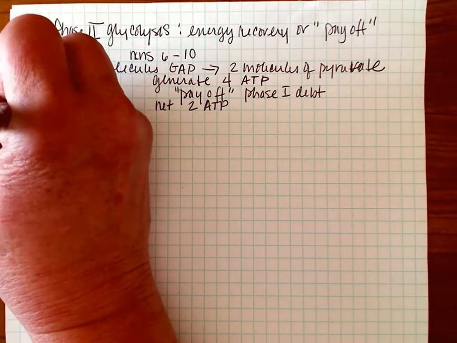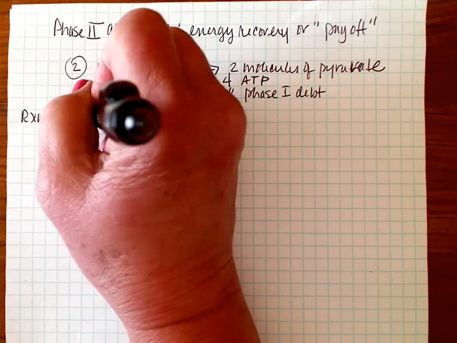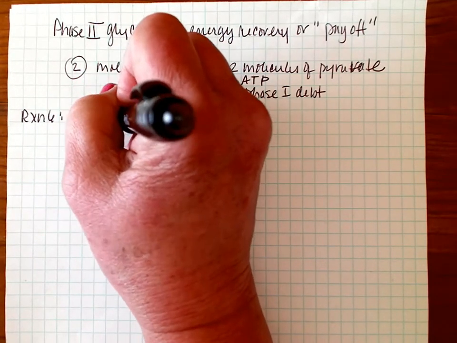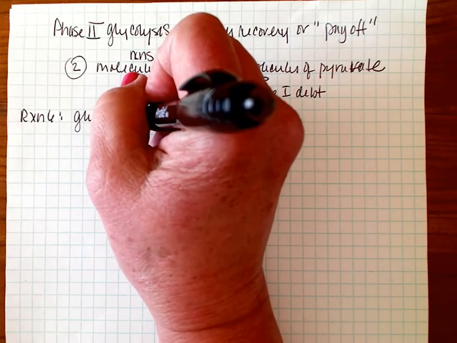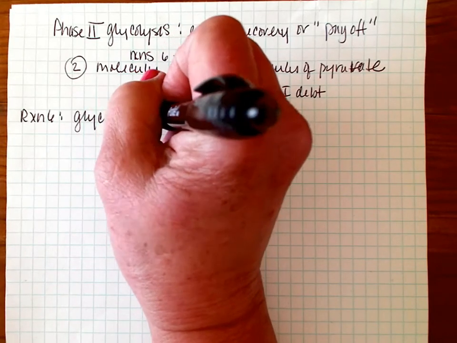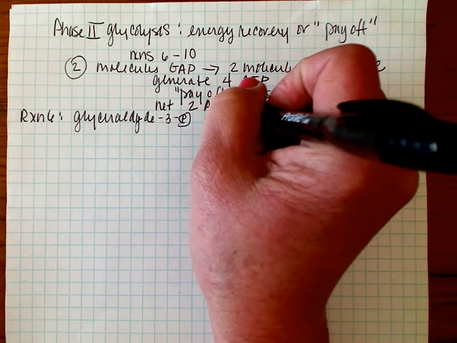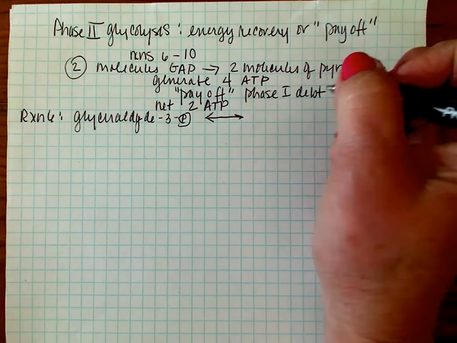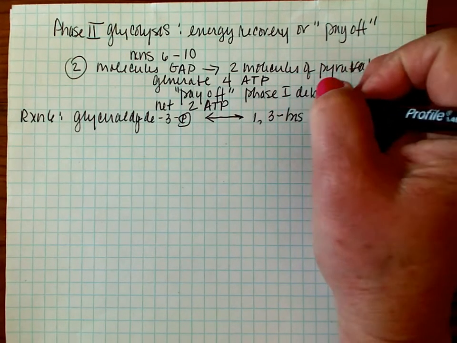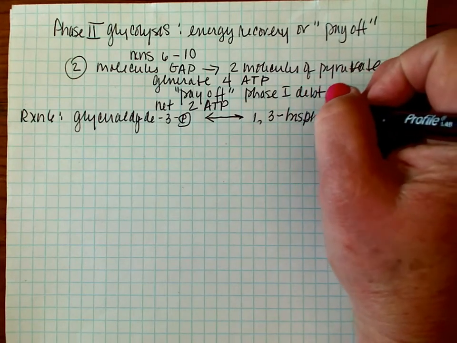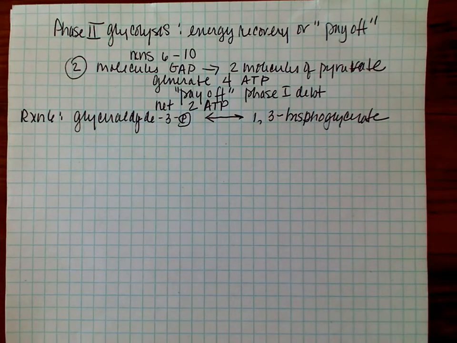So, starting with reaction 6, we're going to start with glyceraldehyde 3-phosphate, and in a reversible reaction, generate 1,3-bisphosphoglycerate. Okay.